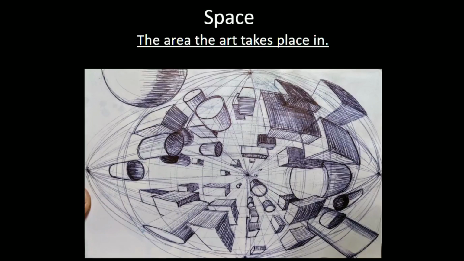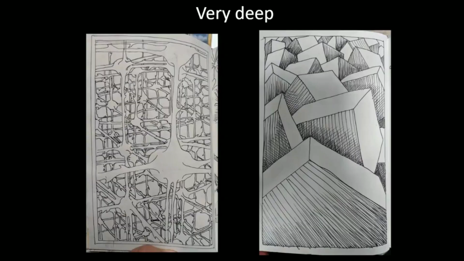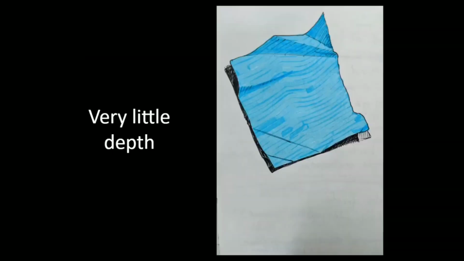Space is the area that art takes place in. Typically, people think of the space as from left to right or top to bottom in a picture, but it can also go deep into the picture or have very little depth at all.